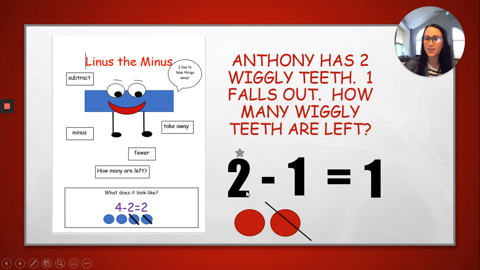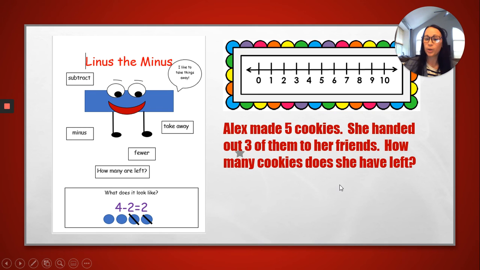So let's read our number sentence. 2 minus 1 equals 1. 2 take away 1 equals 1. All right. We're going to do one more using our number line strategy. You guys are doing a great job.